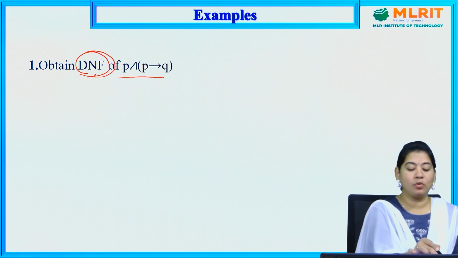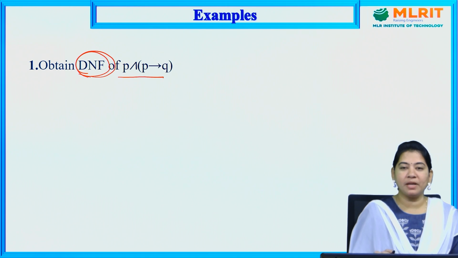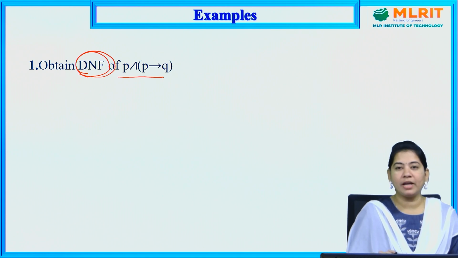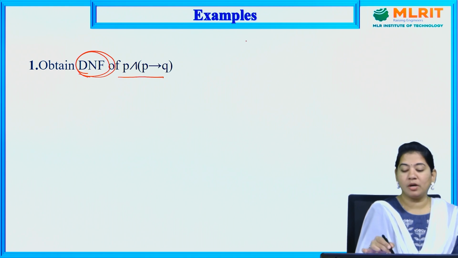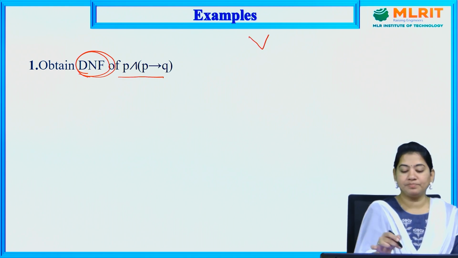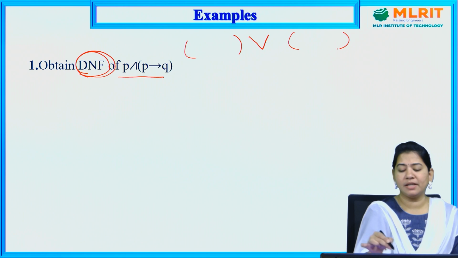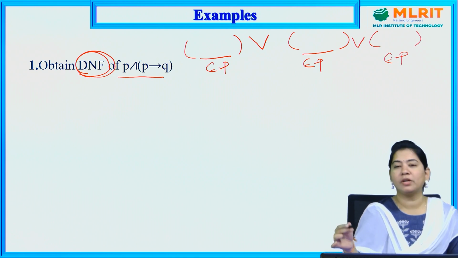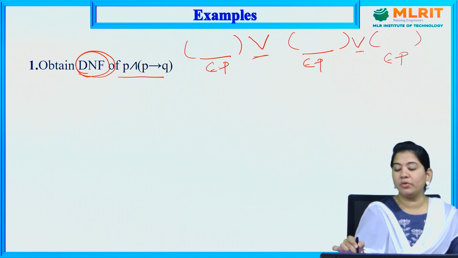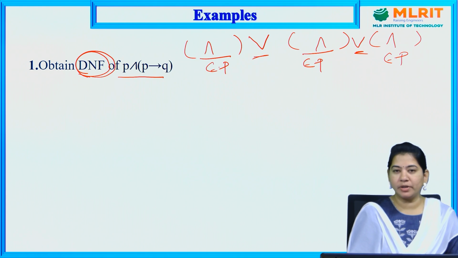What is meant by DNF here? Sum of elementary products. Sum of elementary products means you have a sum in the middle and on both sides you should have elementary products. It is not mandatory that you have only two elementary products; you can have other elementary products also. But always in the middle you have the sum and on all the sides you should have the elementary products. This is the form you need to get.